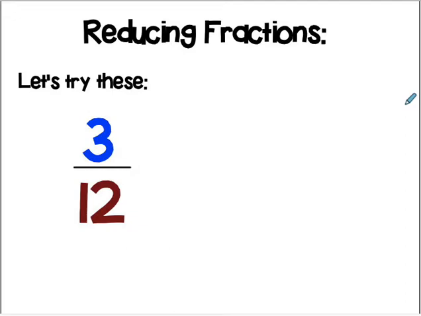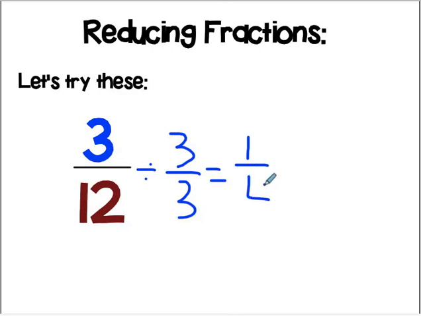Now, yesterday's lesson we learned how to reduce fractions. So remember to reduce fractions, we're trying to make our numbers smaller with an equivalent fraction. So for 3/12, number 1, check: does our top number fit into our bottom number? Does 3 fit into 12 perfectly? In this case, it does. So we're going to divide by 3. And 3 divided by 3 is 1, and 12 divided by 3 is 4. So we've reduced our fraction from 3/12 to 1/4.